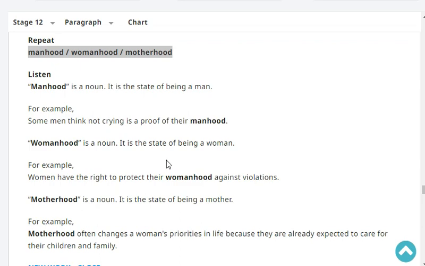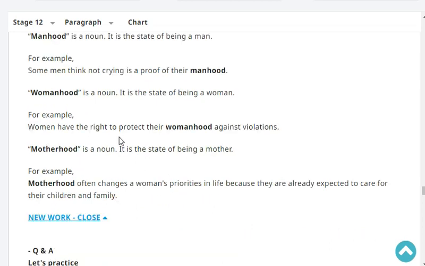Womanhood is a noun. It is the state of being a woman. For example, women have the right to protect their womanhood against violations. Motherhood is a noun. It is the state of being a mother. For example, motherhood often changes a woman's priorities in life because they are already expected to care for their children and their family.